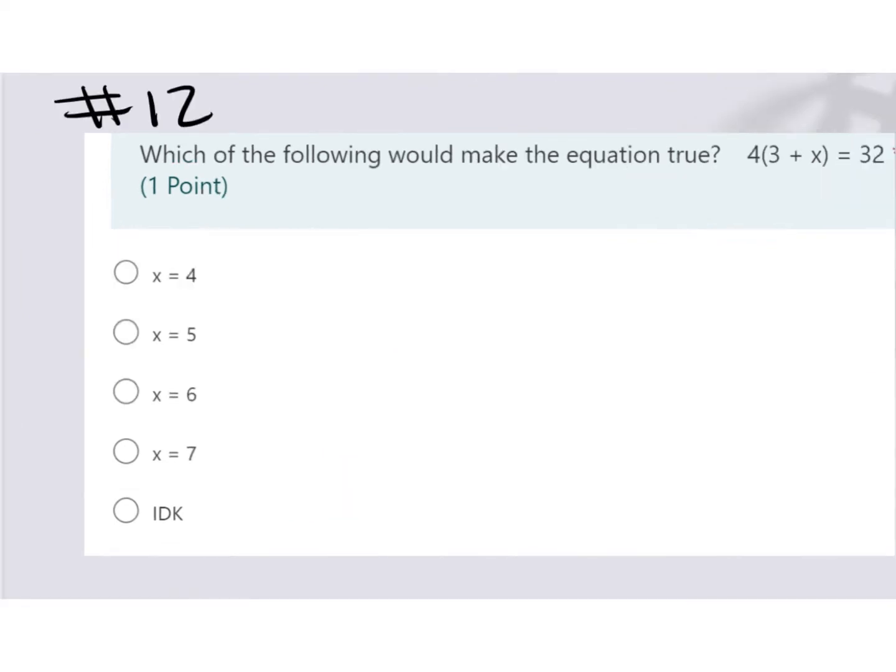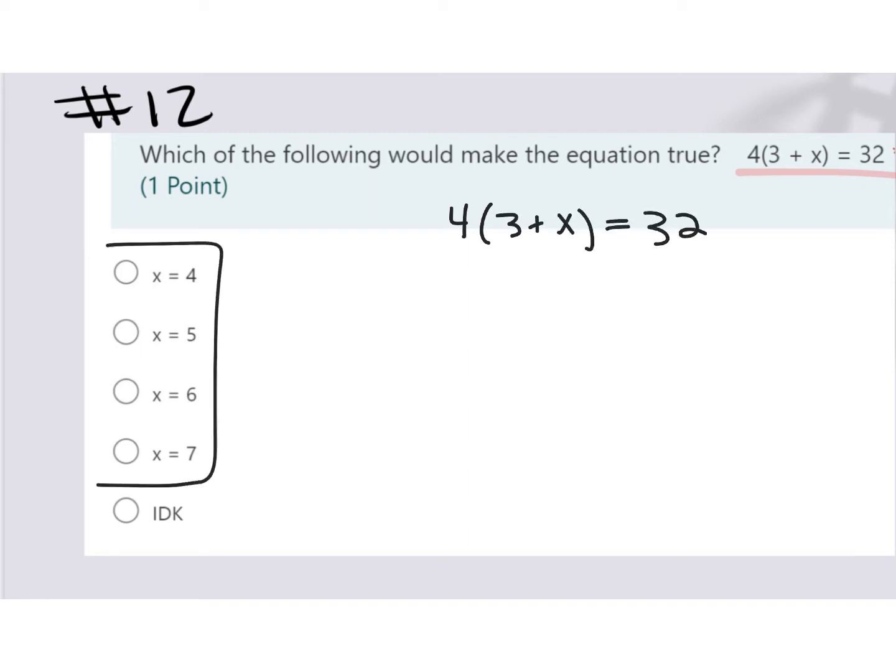All right, the next one's a little different. They give us an original equation here, which is 4 parentheses 3 plus x, close parentheses, equals 32. And then they gave us a variety of x's to try out. So we're going to first start with 4. So we're going to plug in a 4 right here. 4 parentheses 3 plus 4 equals 32. So order of operations tells us we need to add 3 and 4, which is 7.